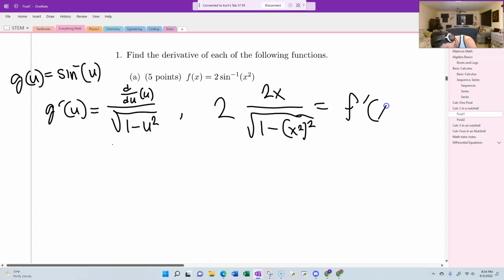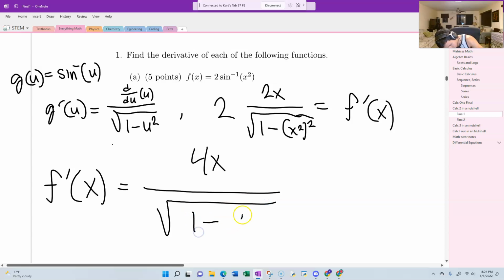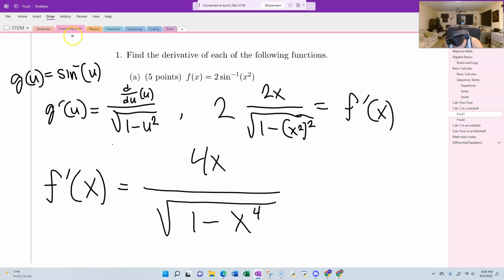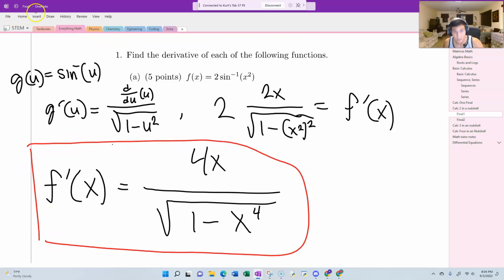That this is f prime of x. But obviously I want to simplify this a little bit, so we'll write f prime of x is equal to 4x divided by the square root of 1 minus x to the 4th. Okay, so that is that answer.